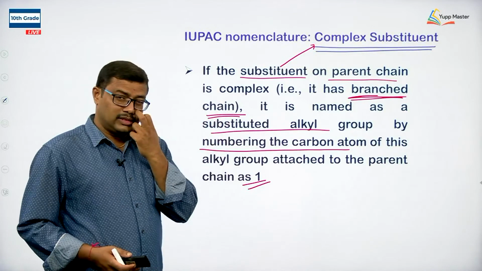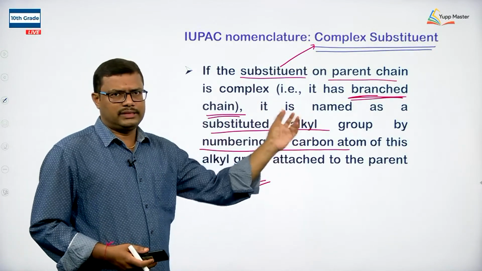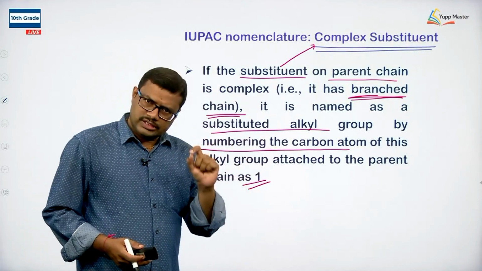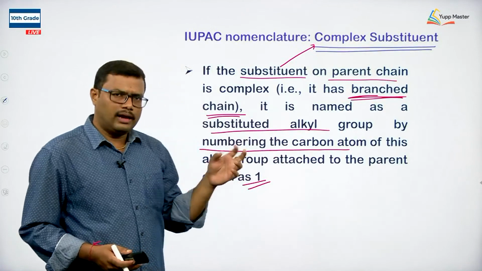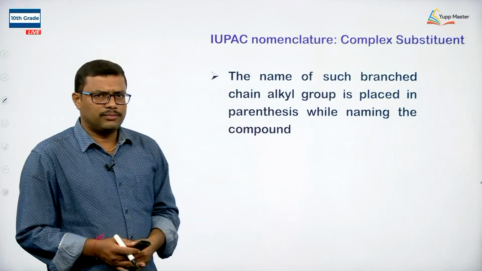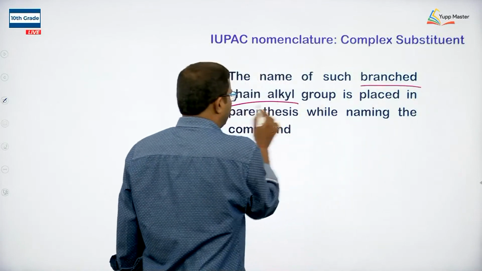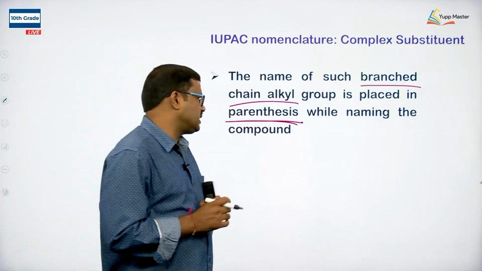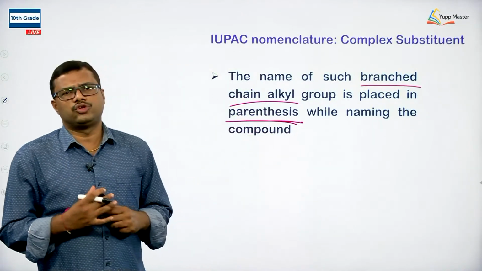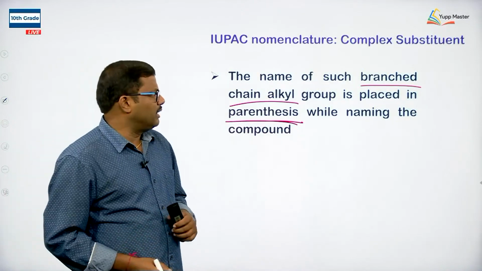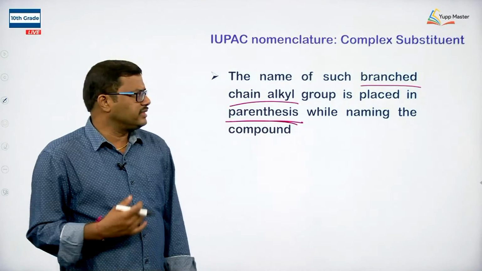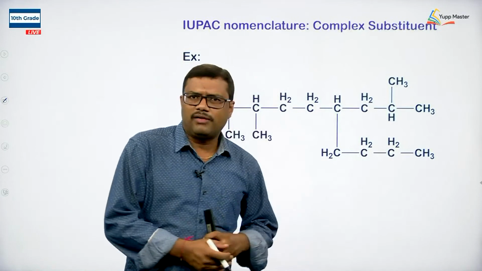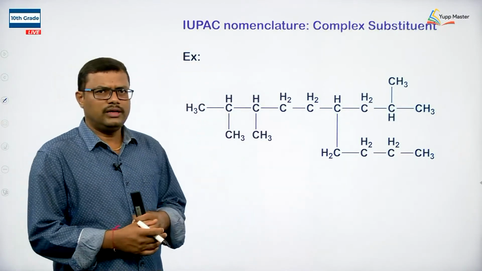So the complex substituent that is present on the parent chain has to be named by giving number 1 to the carbon atom which is directly attached to the parent chain, and after that the name of that branched chain has to be kept in parenthesis. So we have to keep the name of the substituent within the parenthesis, and then the IUPAC name should be given. So for example, let us take an example so that you will come to know what is a complex substituent and how we are going to number and how we are going to take the name of that particular substituted alkane.